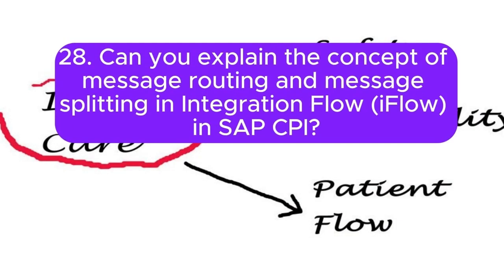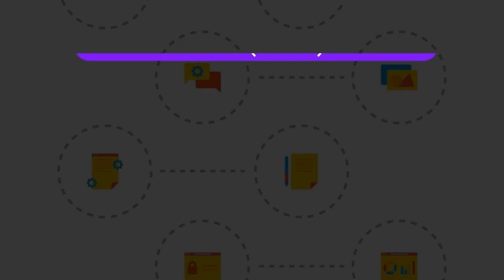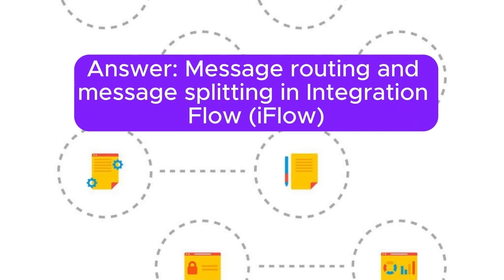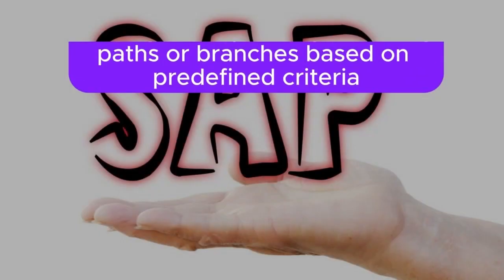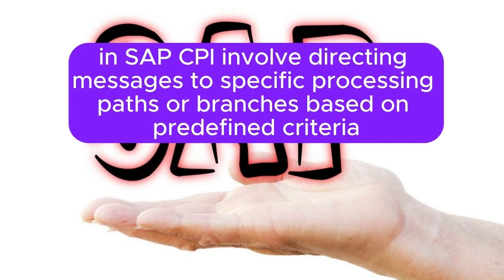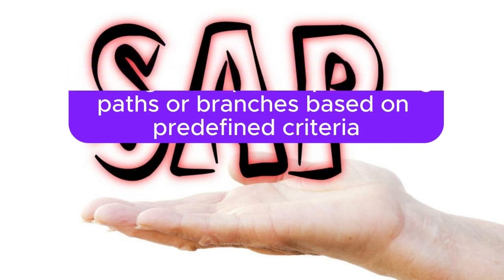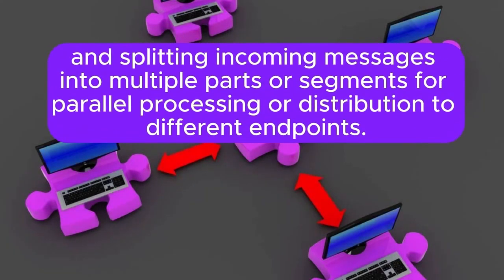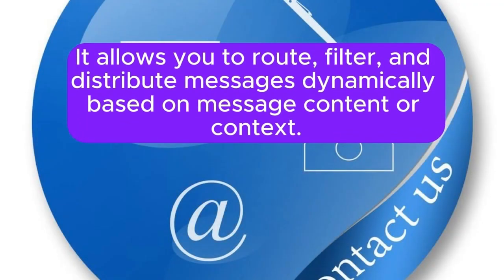28. Can you explain the concept of message routing and message splitting in integration flow (iFlow) in SAP CPI? Answer. Message routing and message splitting in iFlow in SAP CPI involve directing messages to specific processing paths or branches based on predefined criteria, and splitting incoming messages into multiple parts or segments for parallel processing or distribution to different endpoints. It allows you to route, filter, and distribute messages dynamically based on message content or context.